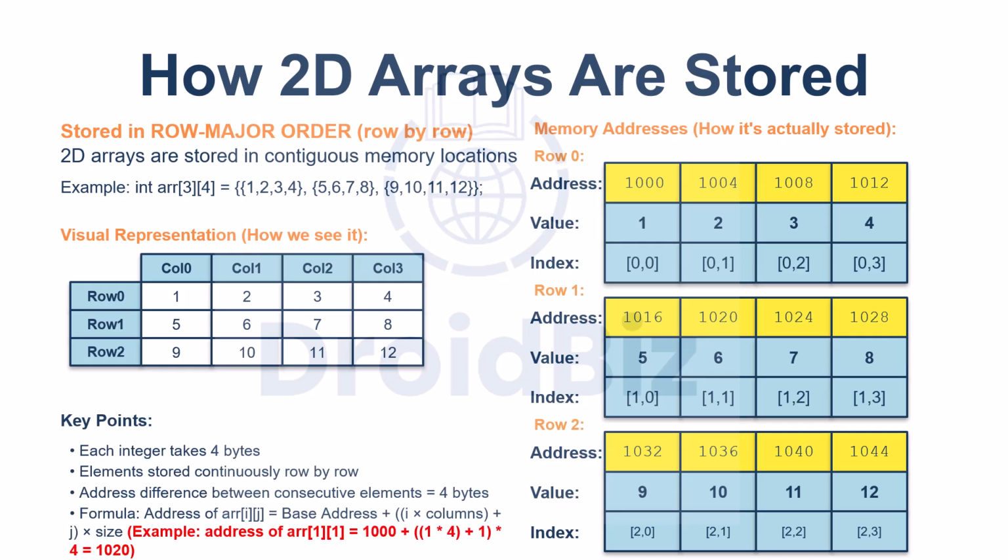Here are the key points. Each integer takes 4 bytes of memory. Elements are stored continuously row by row. The address difference between consecutive elements is 4 bytes. And there's a formula to find any element's address: base address plus (i times columns plus j) times size. This formula helps us calculate the exact memory location of any element.